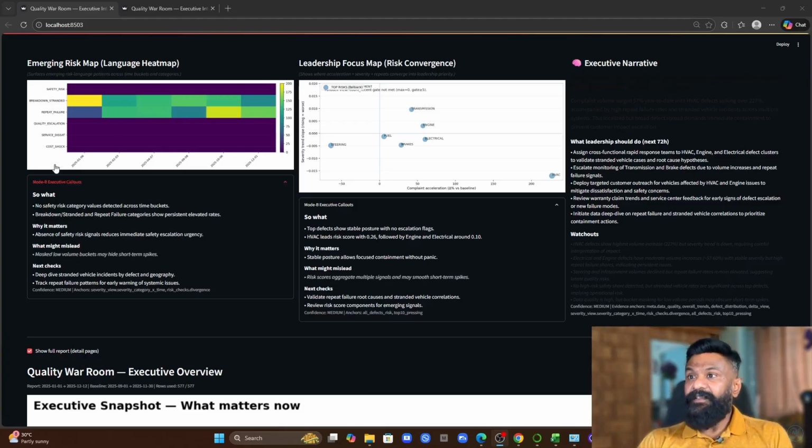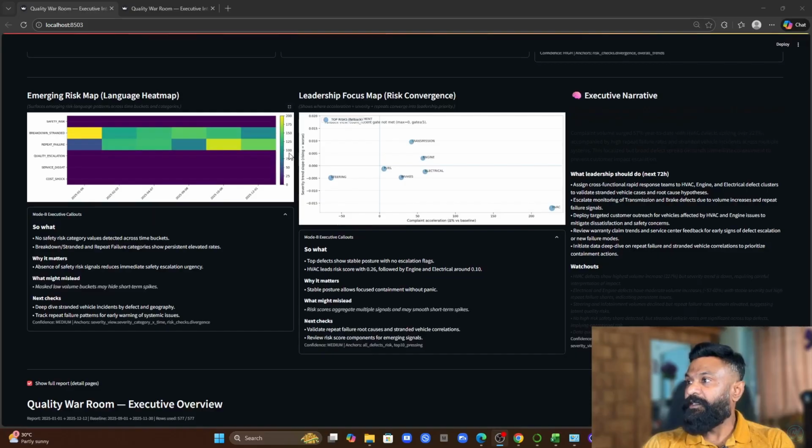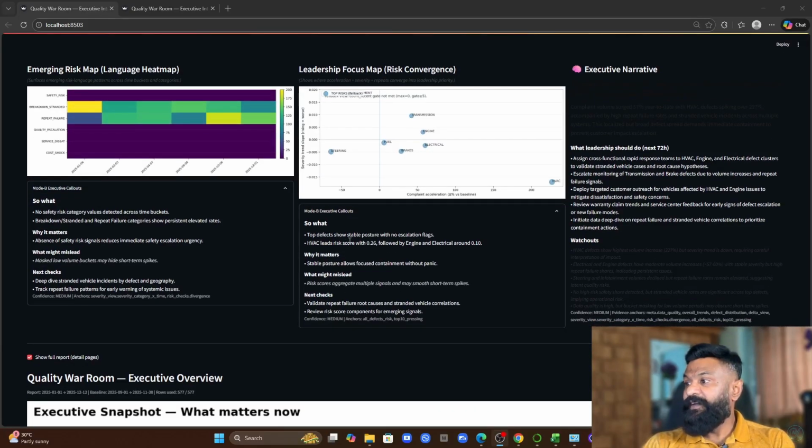So now this heat map. The heat map clearly says there is a safety risk. This is not much, but we have risk with the breakdown and standard and repeat failure categories. So there are repeat failures, and it is important that we focus on what those repeat failures are, and we have to find the root cause. And this is the most important chart, the risk convergence. It says top defects show stable posture with no escalation flags. HVAC leads the risk score with 0.26, followed by engine and electrical at around 0.1.